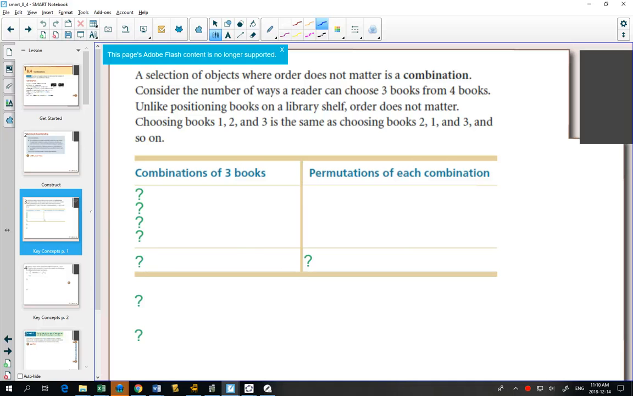Right, turn to page 722. Take out your highlighter, and now we're going to add combinations.